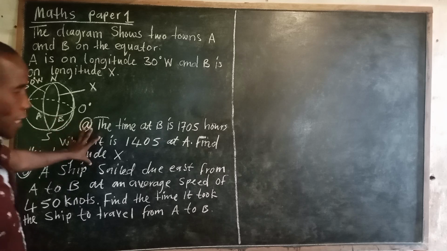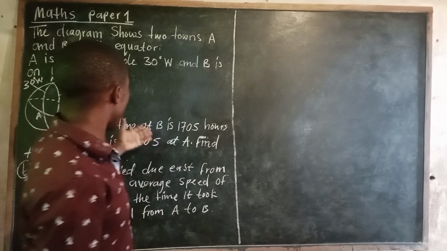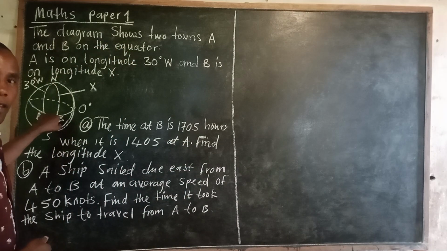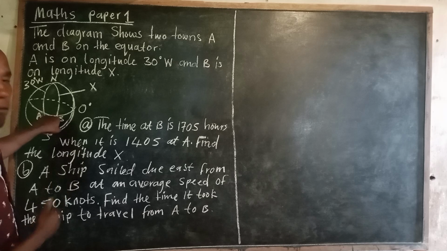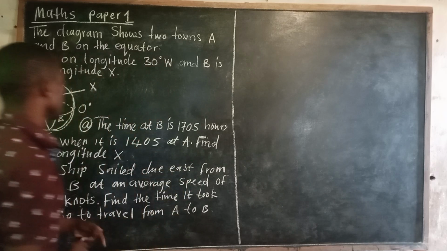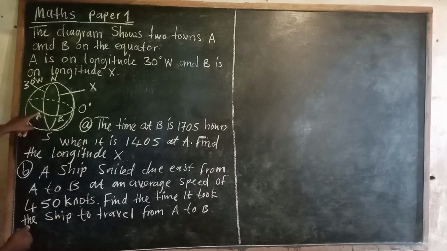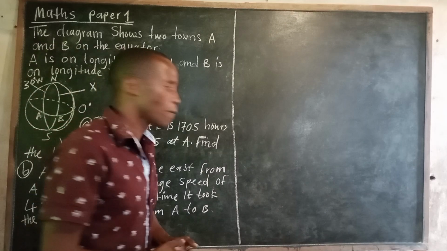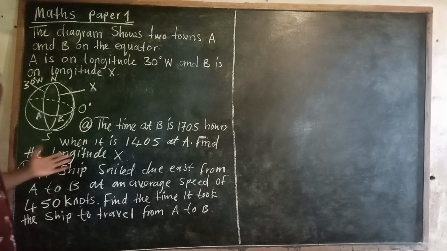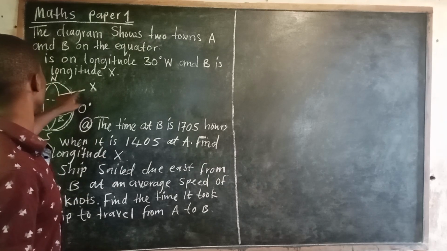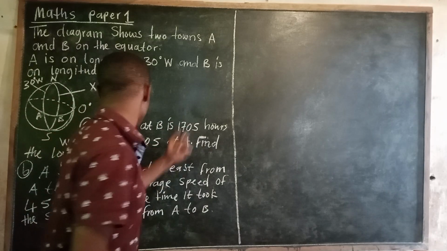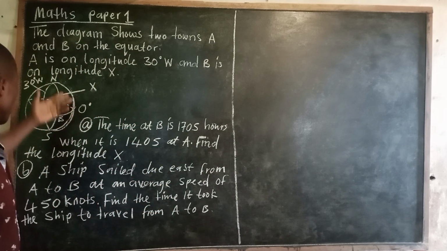The question: the time at B is 17:05 hours when it is 14:05 at A. So here 17:05, and this side 14:05. Find the longitude X. That is the question now. Having been given the time, we are going to find the longitude X.